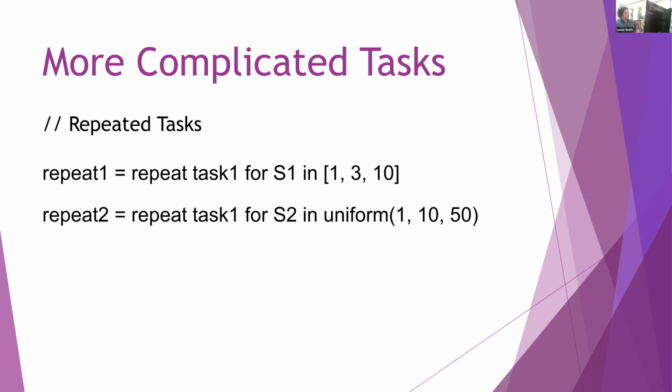You can do more complicated tasks, which are mostly repeats. You can loop over a series of things and run your experiment several times. You can run, in this case, task 1, setting S1 to a few different values. Here, instead of pointing at my screen, I should use my mouse. You can set S1 to 1, run the experiment, then set S1 to 3, run the experiment, then set S1 to 10, run the experiment again. Or for this one, a uniformly distributed set of numbers from 1 to 10 with 50 points in between.